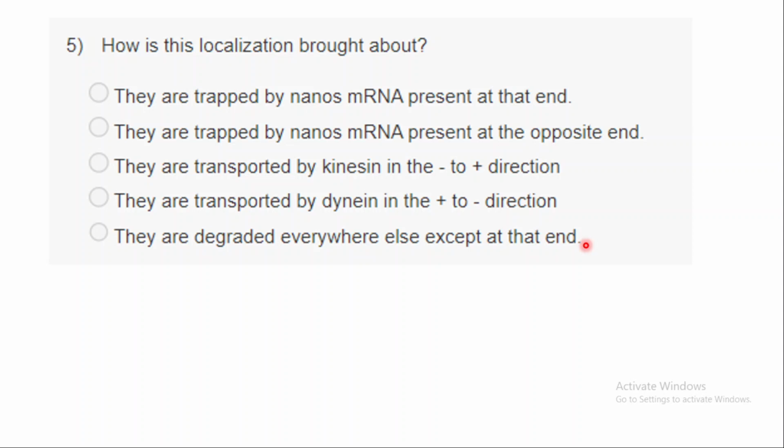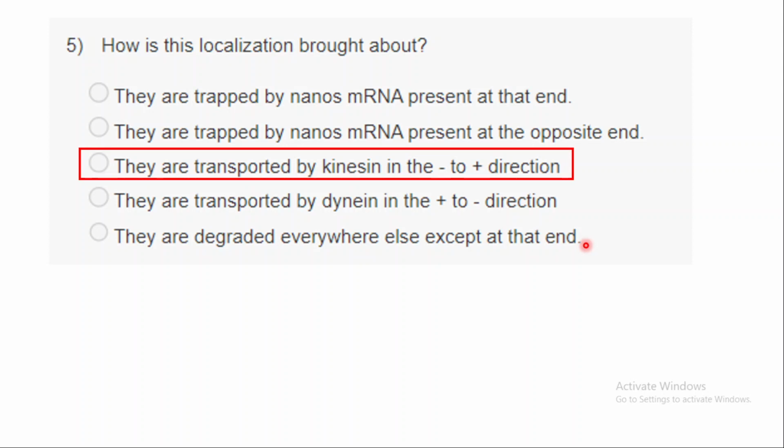Rahul has also answered option B. Okay, let me reveal the correct answer to this question. The correct answer to this question is option C. Oscar mRNA is transported by kinesin in the minus to plus direction. Guys, this is the correct answer, option C.